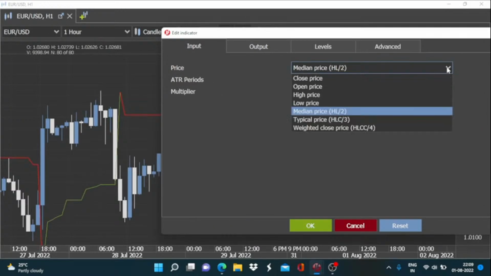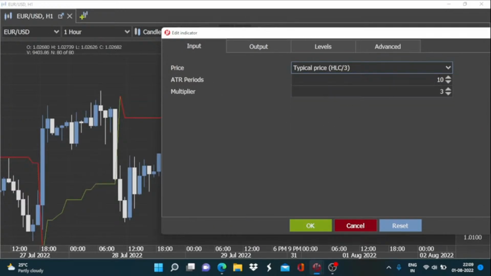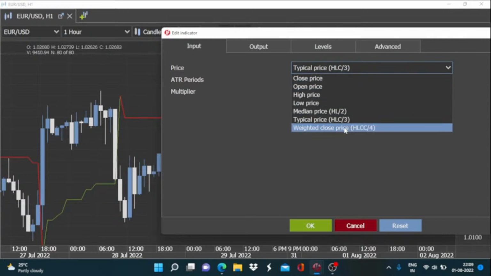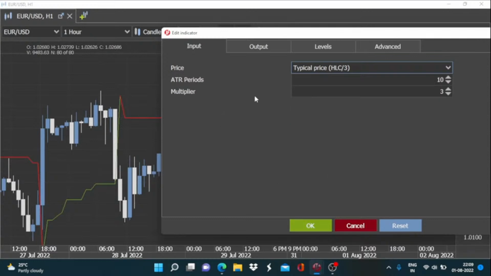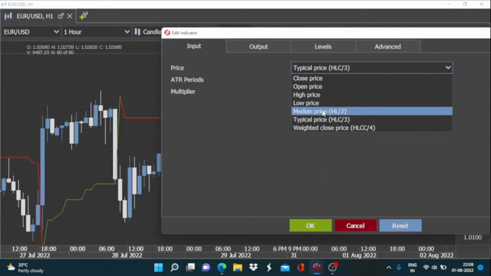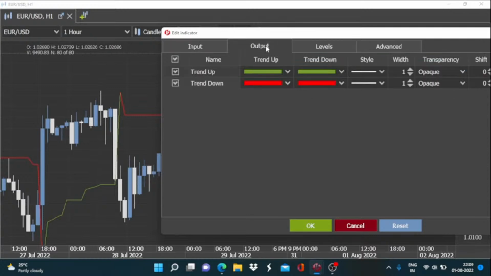Median price was the default setup. Typical price is high, low plus closing value divided by 3. And then we can use the weighted close price, where we give more weightage to the closing price and then divide it by 4. All right. So I will restore it back to the median price.